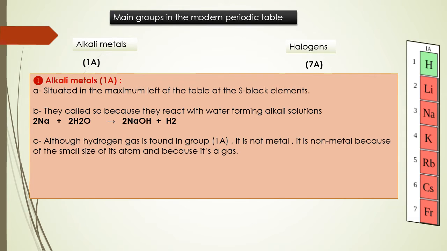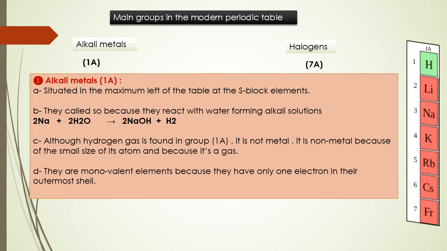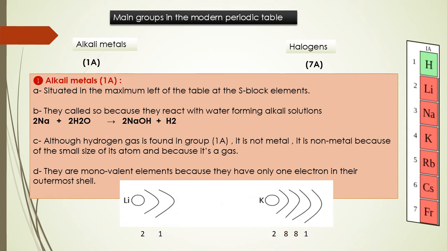And although hydrogen gas is found at the top of periodic table group 1A, we can't consider it as metal because it has a small size and it's a gas. They are monovalent. What's meant by monovalent? They have in the outermost energy level 1 electron, so they lose 1 electron, so they give monovalent. Like lithium that has 2,1. When it loses 1 in the outermost energy level, it transforms into lithium plus 1.